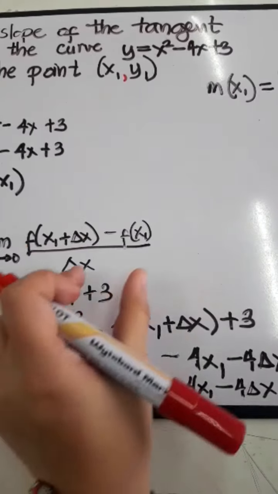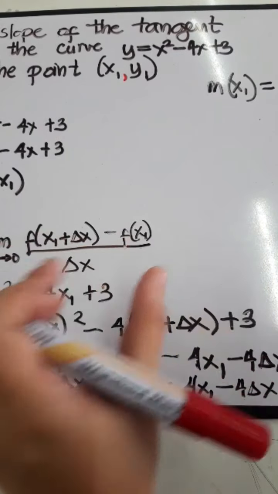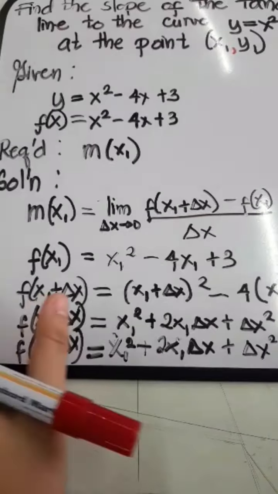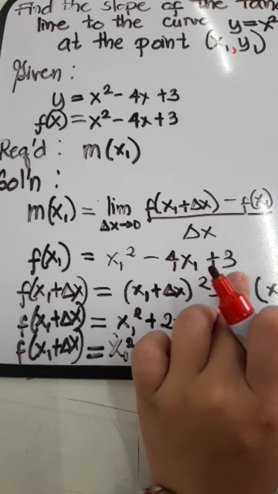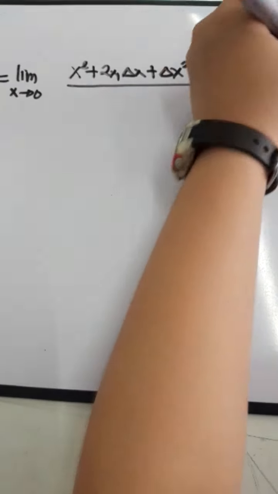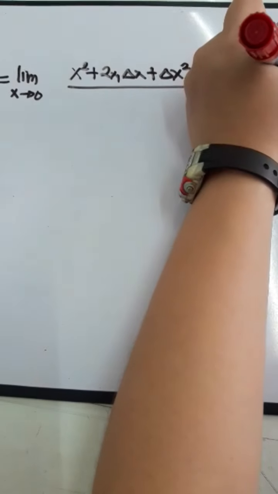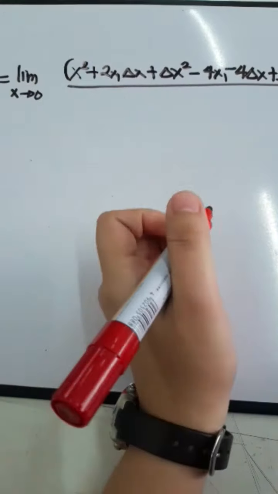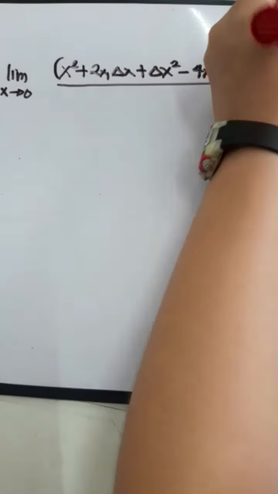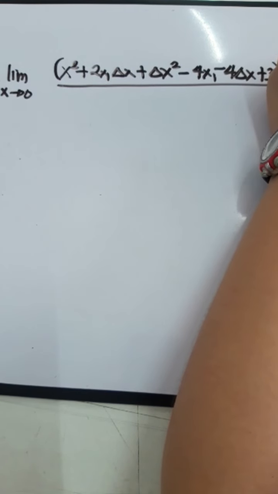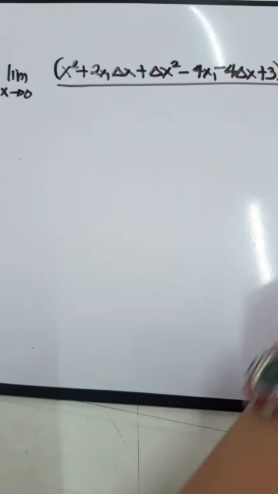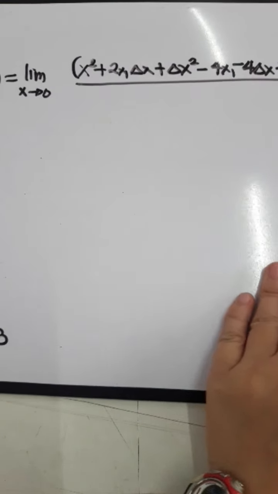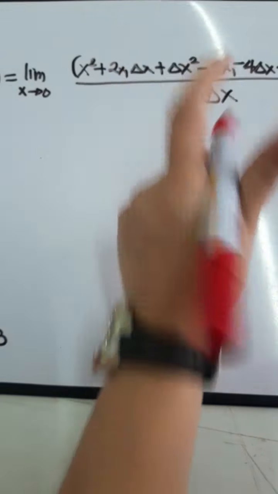Subtract the value of f of x sub 1, which is equal to x sub 1 squared minus 4x sub 1 plus 3. So we subtract it, okay? We put it in parentheses, class, so you won't get confused. Minus x sub 1 squared minus 4x sub 1 plus 3, all over delta x.